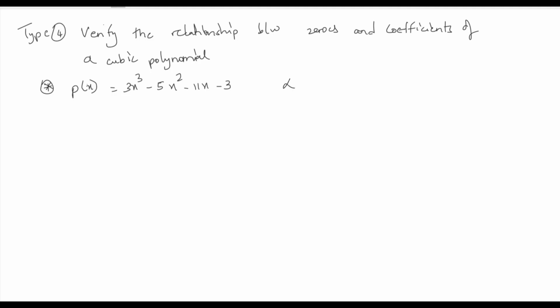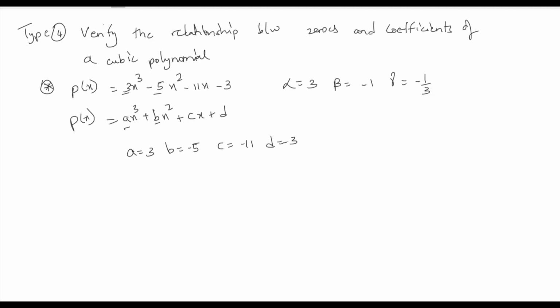Here the zeros are alpha equal to 3, beta is equal to -1 and gamma is equal to -1 by 3. First thing, we should find the coefficients. As we have the zeros, we have to find the coefficients. The general formula for cubic polynomial p of x is ax cube plus bx square plus cx plus d. From comparing these coefficients, we'll get a is equal to 3, b is -5, c is -11 and d is -3. These are our required coefficients.